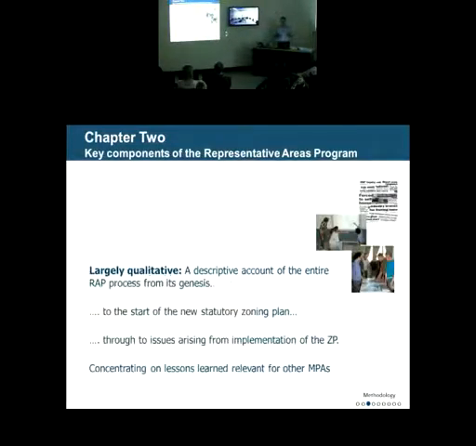So this chapter, again, largely qualitative, will be a descriptive account of those different elements, the entire process. Perhaps what hasn't been well articulated in the literature so far is the genesis. How did we actually even get to decide we needed a representative areas program? And then some of the stuff that's happened more recently, implementation lessons learnt. Again, I want to concentrate on the lessons learnt for other MPAs.